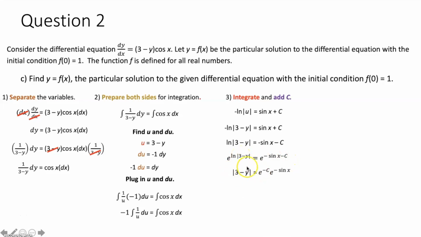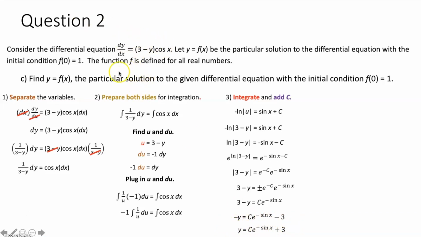That way we can then drop these absolute value bars, put a plus or minus over here, and we now know that plus or minus e to the c is just a constant being raised to a constant, and plus or minus a constant being raised to a constant is still just a constant. So this whole thing can just be rewritten as our constant of integration, c. Now we can solve for y by subtracting 3 from both sides, multiplying both sides by negative 1, and we end up getting y is equal to c e to the negative sine x plus 3. This would be our general solution to this given differential equation.